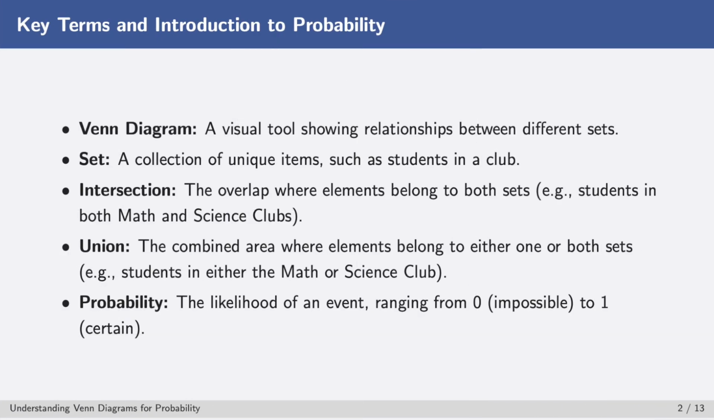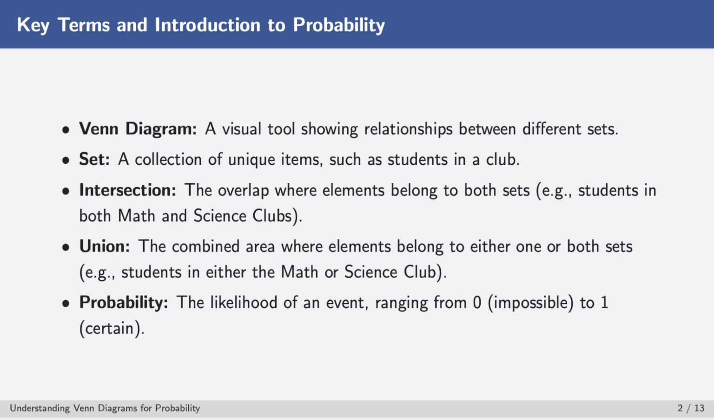On this page, we're starting with some key terms to make sure we're all on the same page. First up, referring to point 1, we have a Venn diagram. This is a simple tool for showing relationships between sets or groups of items with something in common, like students in clubs. Imagine two overlapping circles showing who belongs to which group or both.